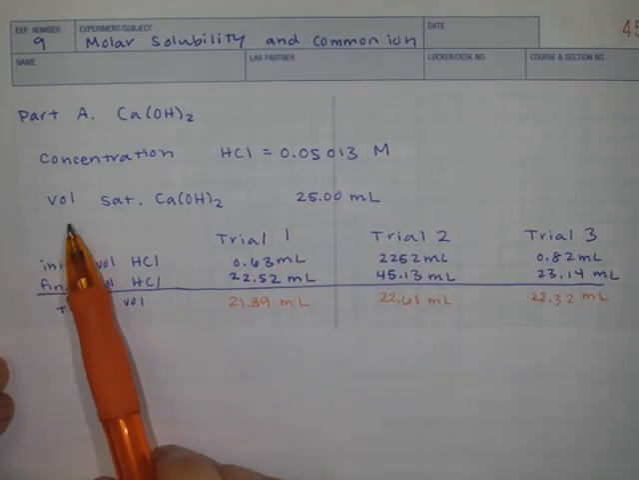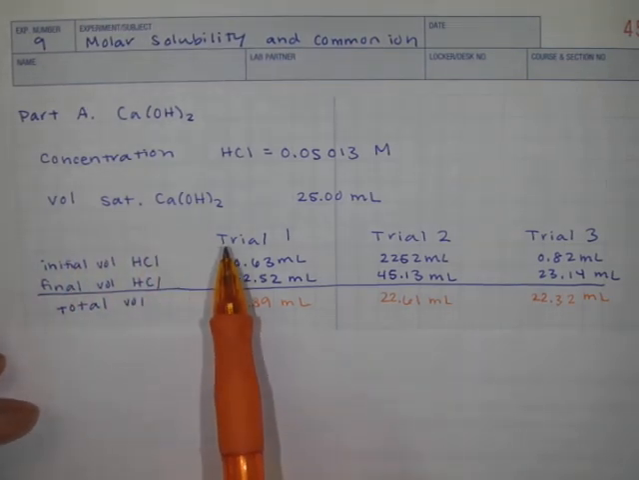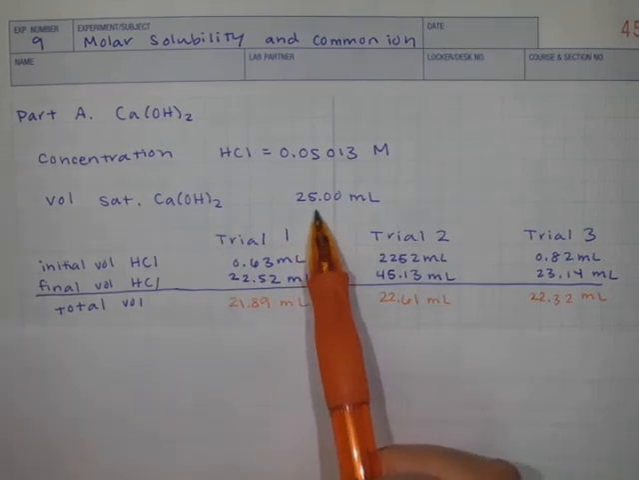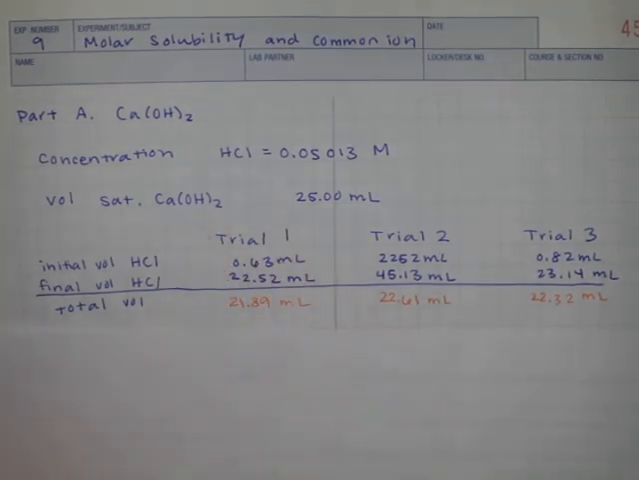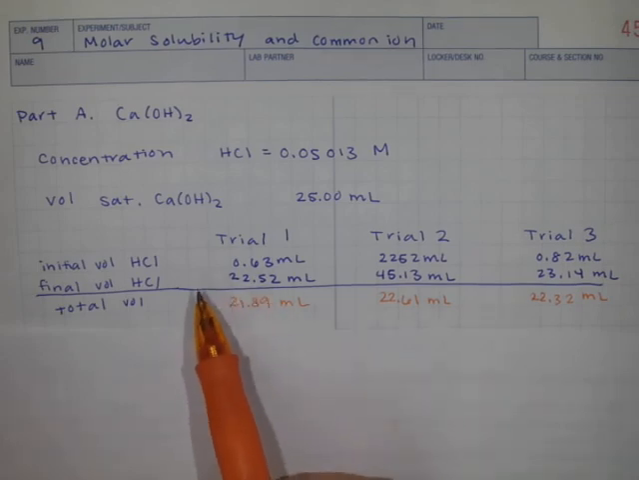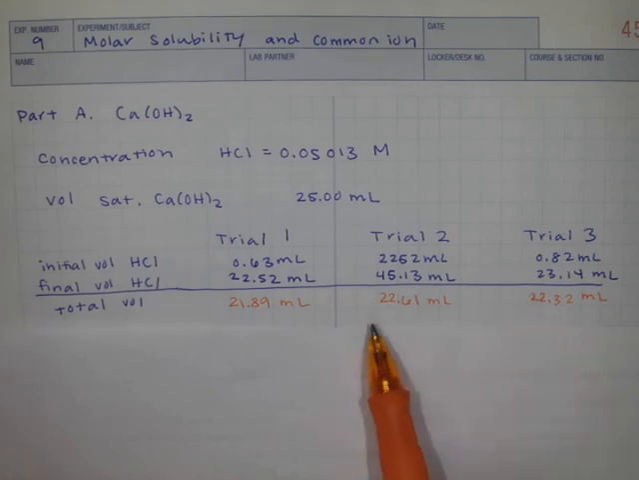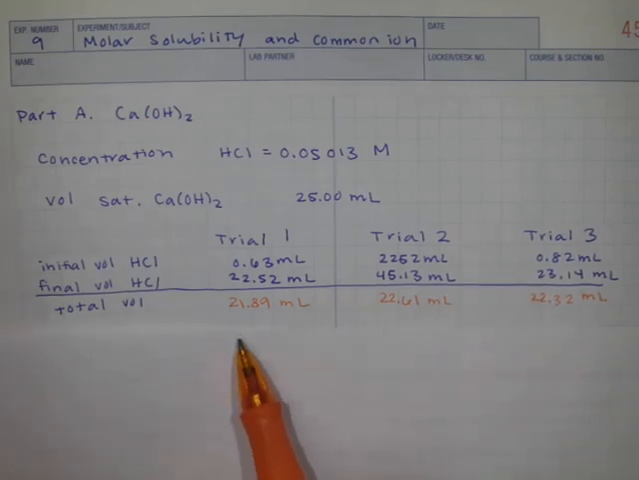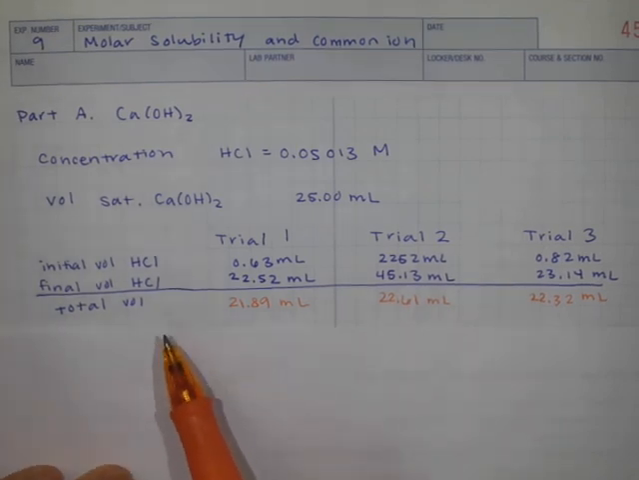So for the volume of saturated calcium hydroxide, if you use the analytical pipette properly, you will have delivered 25.00 milliliters of the saturated calcium hydroxide solution. And for each of the titrations, hopefully your values were within range of each other and not too crazy different. So hopefully you didn't have 22 mils and then 26 mils for titrations.